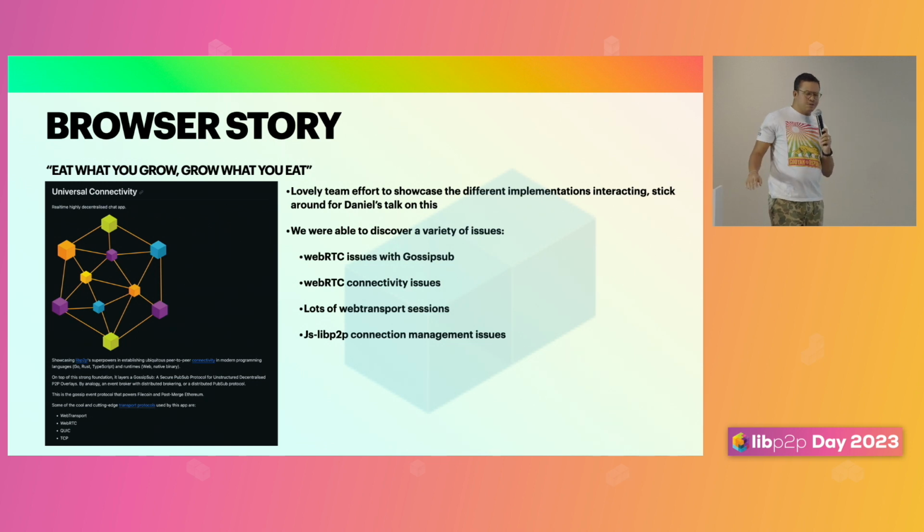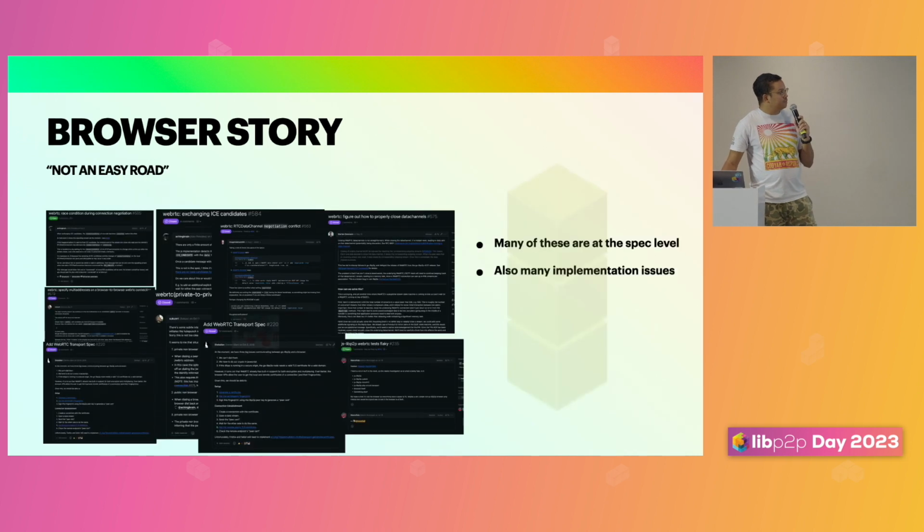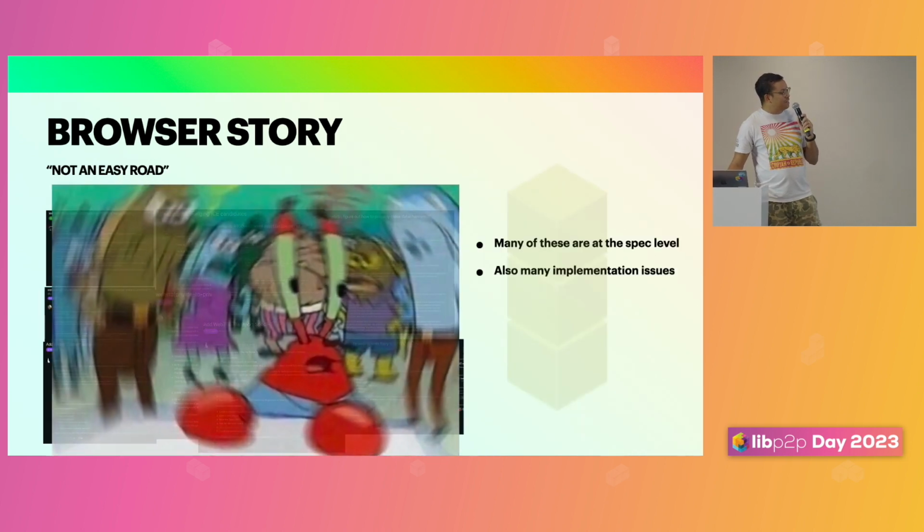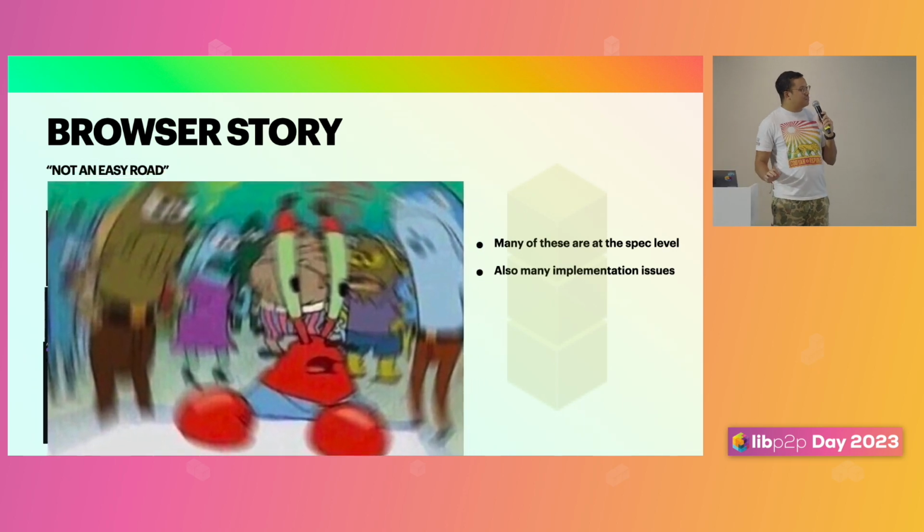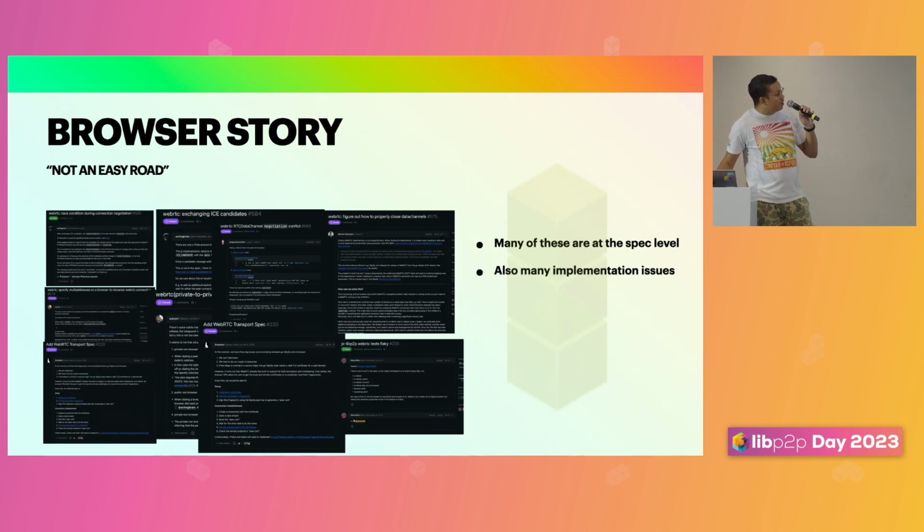We kept creating a lot of WebTransport sessions, and I'm going to talk later about why that was so. And also connection management issues, or peer management issues. So universal connectivity was really great in revealing those things to us. It's not been an easy road. There have been so many different issues, as we showed earlier here. A lot of these GitHub issues were at the spec level, all jumbled up, but there were a lot more in the implementation as well.